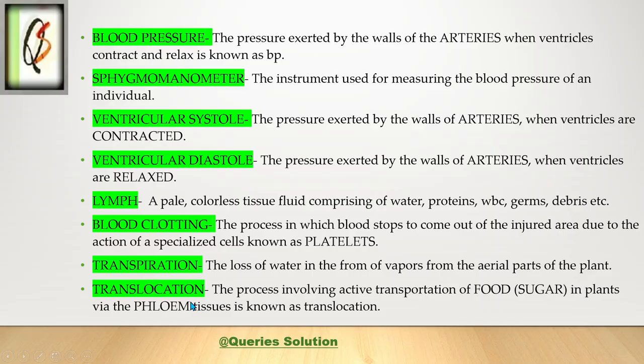And what is translocation then? The process involving active transportation of food. Now why active here? Because this involves utilization of energy. So the process involving active transportation of food, that is sugars, in plants through the phloem tissue is something that we say as translocation. So these were a few definitions with regards to the concept of transportation.